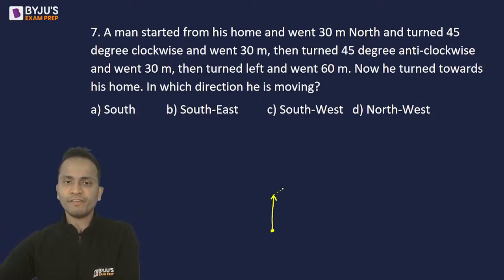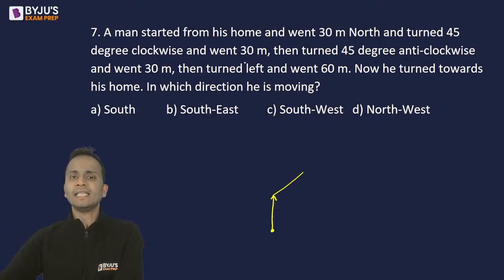यहाँ से ये 45 degrees clockwise इस direction में move कर जाएगा. Okay, and then he went 30 meters. So from here he went 30 meters. Now he is moving in this direction. From here he will turn 45 degrees anti-clockwise. So anti-clockwise, he will come back on his path and will start moving towards north. Okay, so this is 45 degrees anti-clockwise and went 30. So first of all he went 30, now he went 30, now again he went 30.